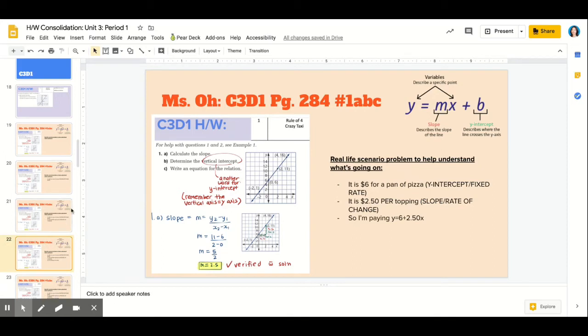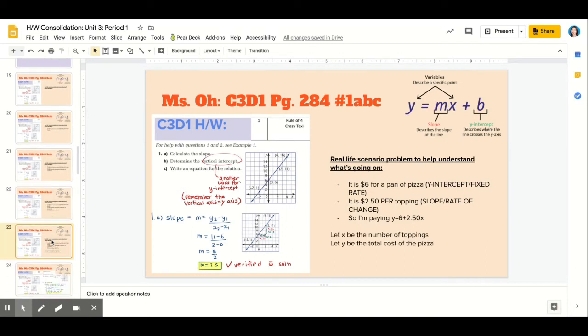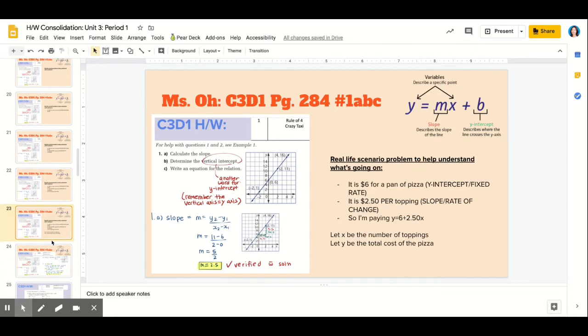And so I'm paying, well, y equals 6. I have to pay $6, and then I have to pay $2.50 for every topping, right? And so then I have to have a let statement, and so I would say let x be the number of toppings and let y be the total cost of the pizza. So that is a real life word problem scenario that I'm creating with the graph that I'm given. And so this is how we transition to the equation.